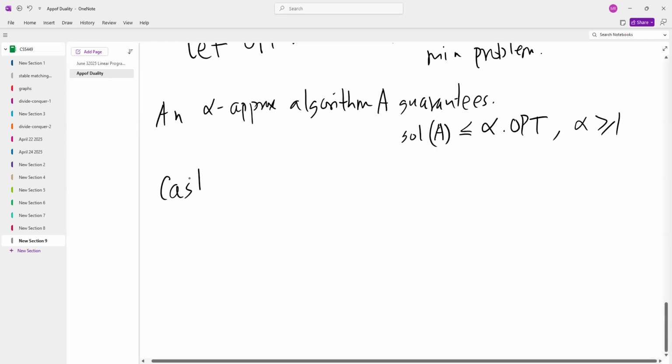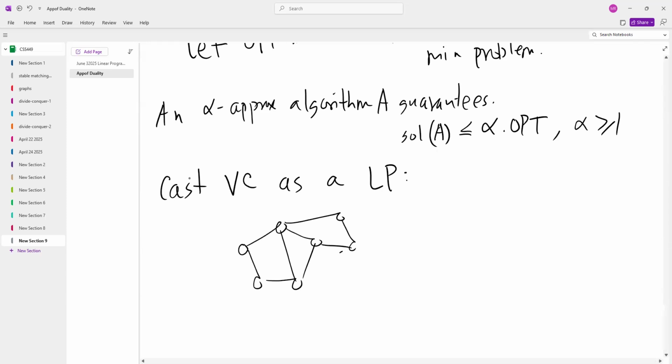I want to cast vertex cover as a linear program. How do I do that? So if I have a graph, I have a graph, and what is the solution to a vertex cover? It's all the vertices that cover all the edges. Right, but the solution is like a subset of the vertices.